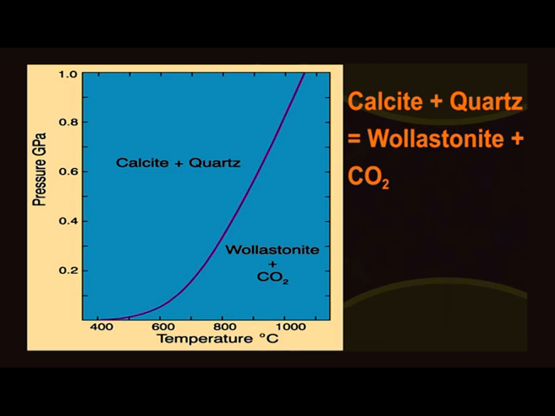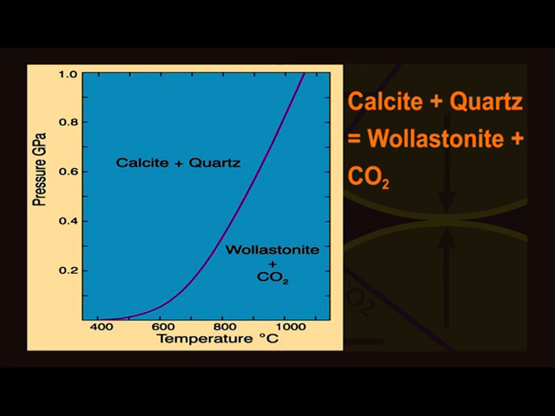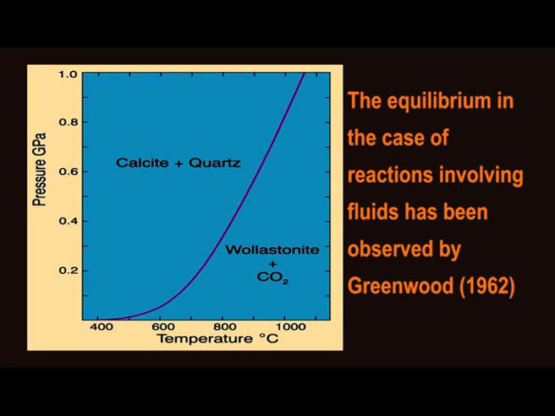A typical example is the reaction shown in the figure on the screen: calcite plus quartz gives rise to wollastonite plus CO2. It is clearly observed from the figure that the equilibrium curve shifts towards the right with increasing XCO2. The equilibrium in the case of reactions involving fluid was observed by Greenwood in 1962.